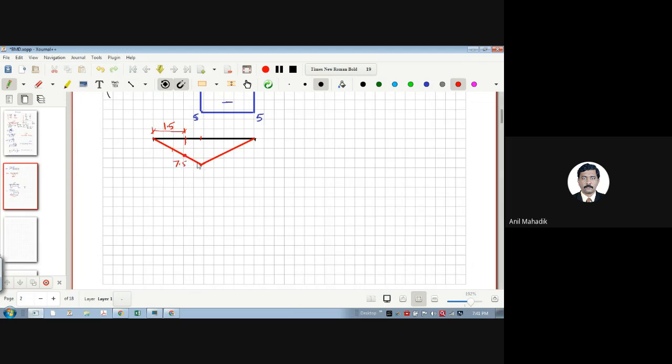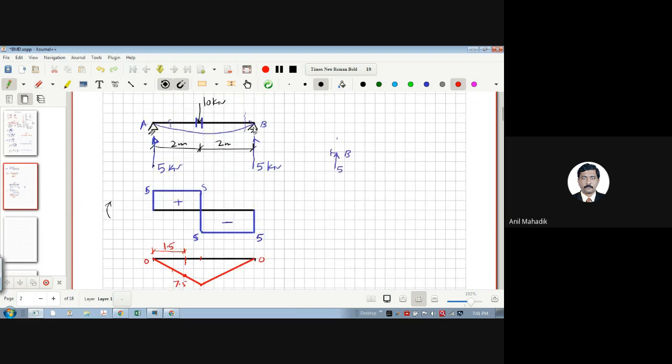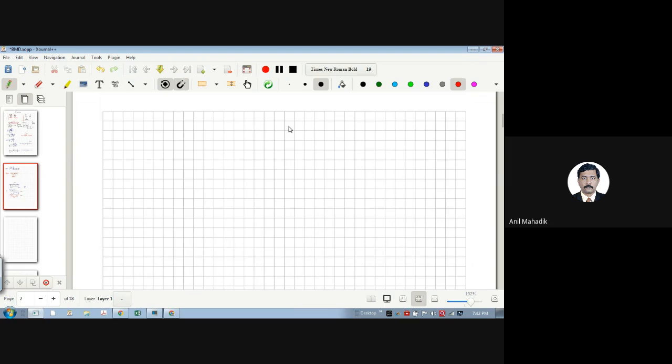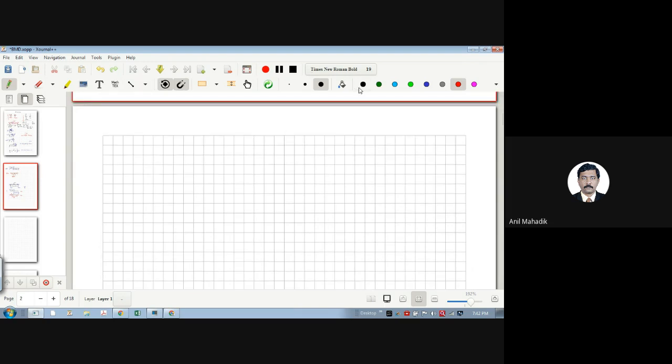और ये कितना है मेरा? 10. ये मेरा 0, ये मेरा 0. Again यहाँ कहीं भी निकल सकते हैं आप. 1 मीटर पे कितना रहेगा moment? 1 मीटर पे यहाँ से यहाँ में 5 into 1, 5. Yes, it will be 5 something. So this is your SFD, this is your BMD. I hope you got the concept. Let's switch over to the next problem. Now we will take different problems, simple problems.